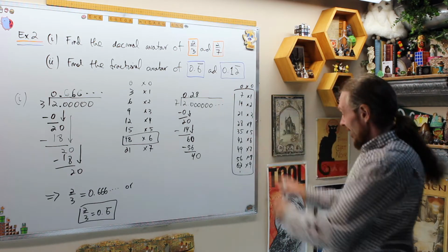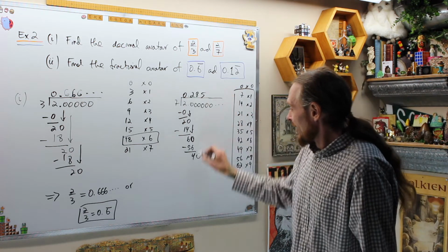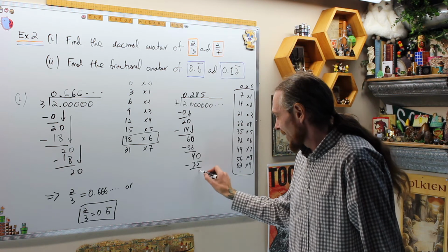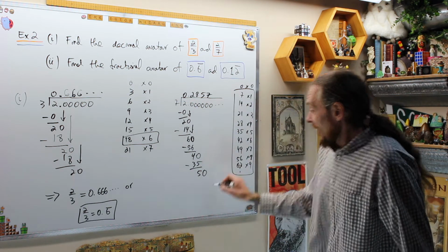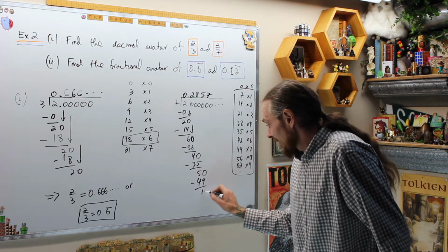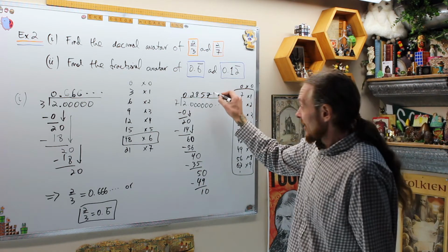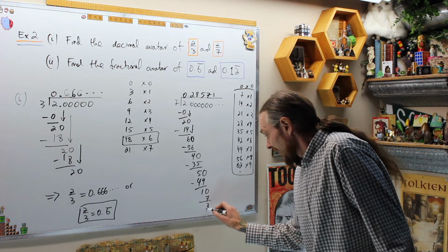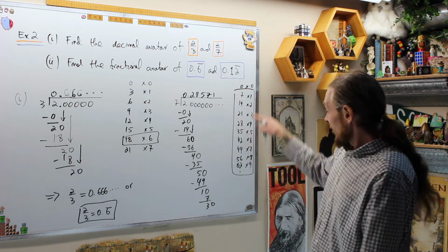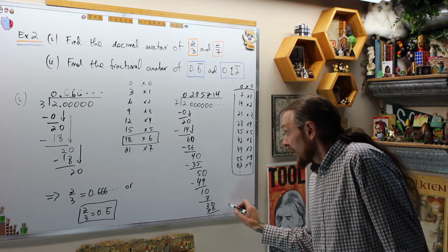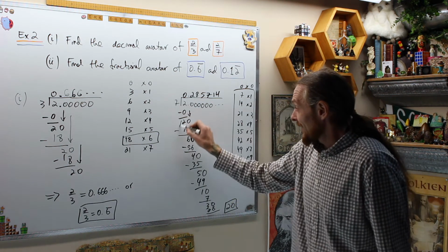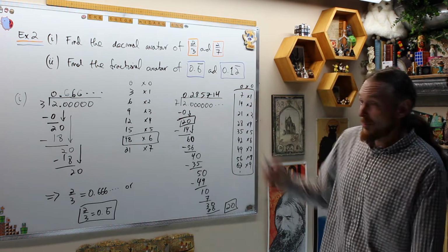How many times? I look. 5. 35. I subtract, I get 50. How many times does 7 go into it? I'm going to get 49. Subtract, I get 10. It goes into there once, and I get 7, and I get 30. How many times does it go into 30? Oh, a 4, and I'm going to get 28. And then I'm going to get a 2. And look, I got the 20 again, so I can stop. And this will be the repeating pattern.